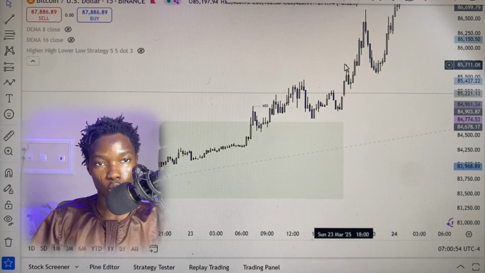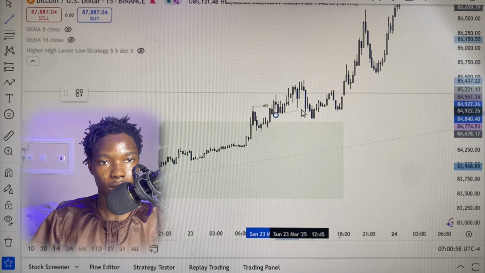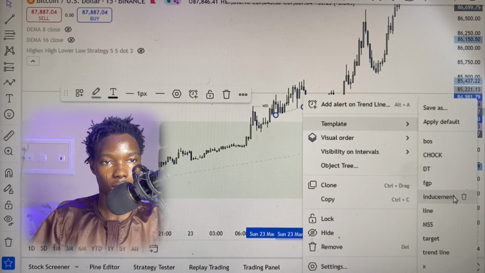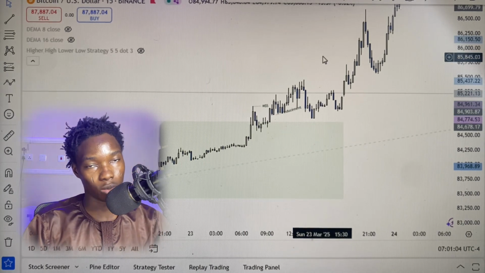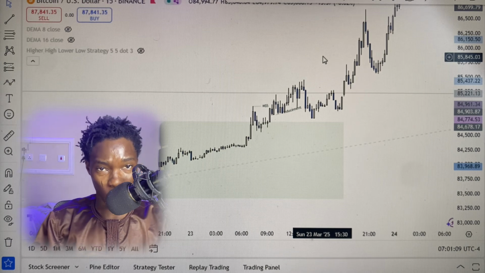Where is our liquidity? This is our liquidity over here. All this level is liquidity. That's our inducement. That's our incomplete pullbacks. And now it's time to choose your POI.